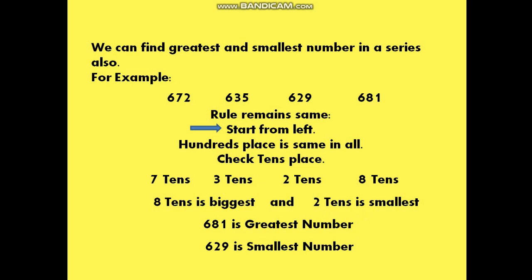So 8 tens belong to 681. So 681 is the greatest number and 629 is the smallest number. Here we have found out the greatest and the smallest number. Now, with this we can also learn to arrange the numbers in ascending and descending order. You know this and we will be doing this soon.